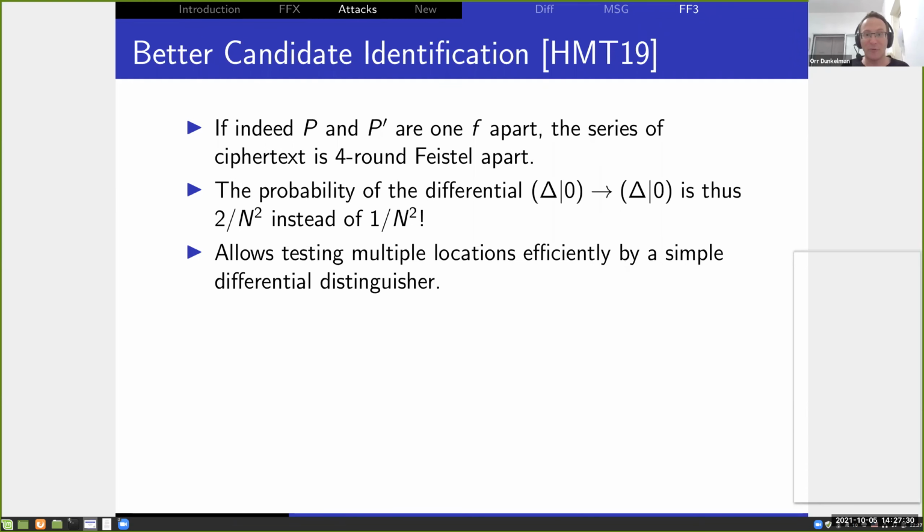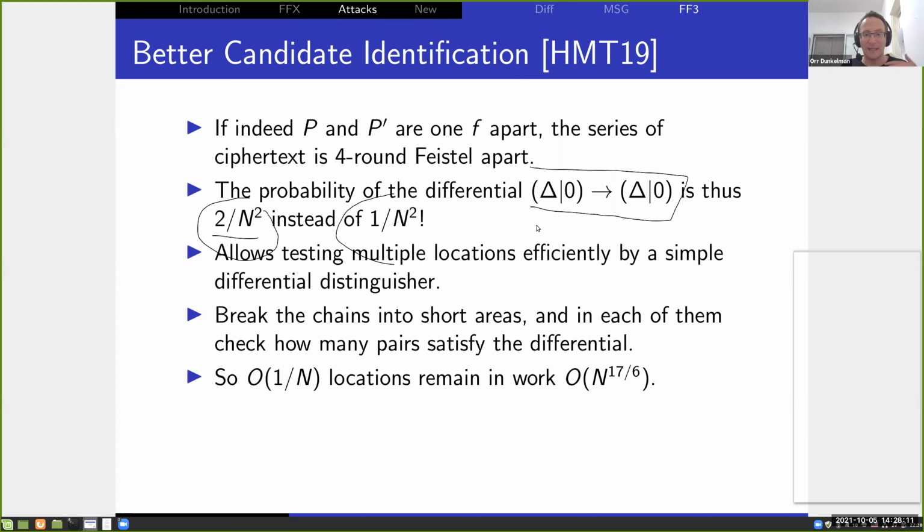Great. It is indeed a differential. If you look for 4 rounds of FF3, the probability of this differential happens with probability 2 over n squared instead of 1 over n squared. So what they do, in a very nice way, using hash tables and a very simple and efficient algorithm, they try many locations simultaneously and test whether there are 2 over n squared or 1 over n squared. But they do it in many locations in parallel, and then test in how many of the locations they think this is the case and how many locations they think this is the case. I never really got that idea.